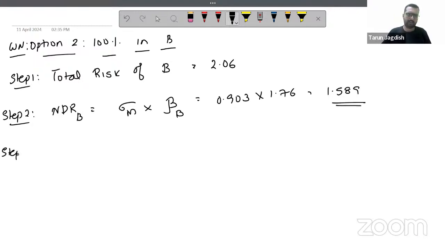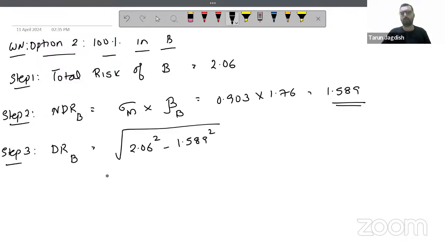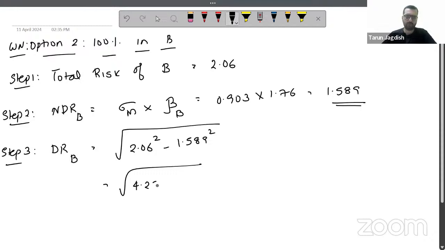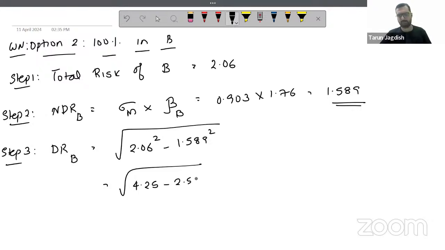Correct? So now I will write down step number 3, diversifiable risk of B. How do you find out the diversifiable risk of B? I will take the total variance minus the non-diversifiable variance. So 2.06 square will be nothing but 4.25, square root of 4.25 minus 2.524. So you'll get the answer as 1.588. Is everybody clear with this part?